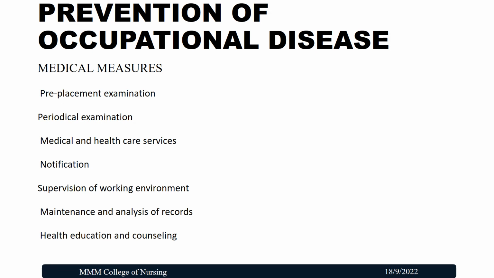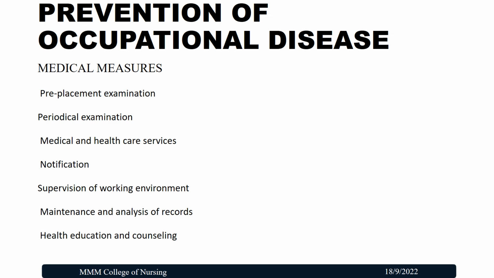Pre-placement examination: before we put the employee into the job, we examine whether the person is fit for the particular job. The next one is periodical examination. According to the policy and protocol, every 6 months or 1 year we have to examine the employee. Medical and healthcare services: whatever health services the person needs, the services have to be given to the employee. Notification. Under the notification, we have a list of diseases that should be notified. Due to the particular industrial or occupational area, the person may develop issues. So that has to be notified and taken care of.